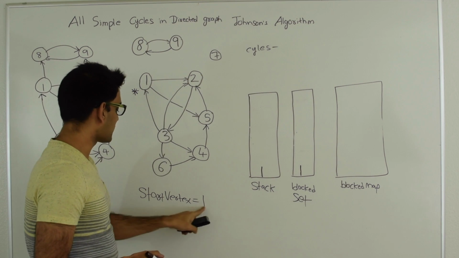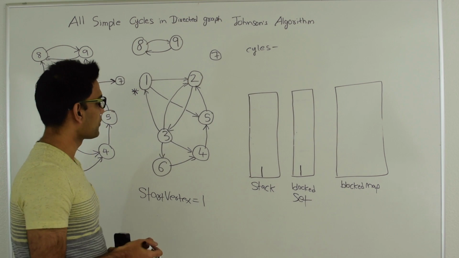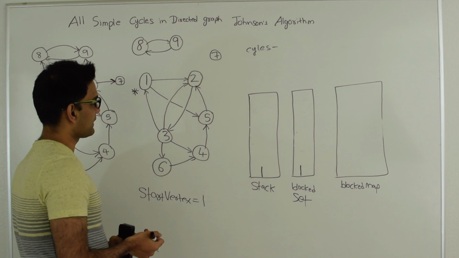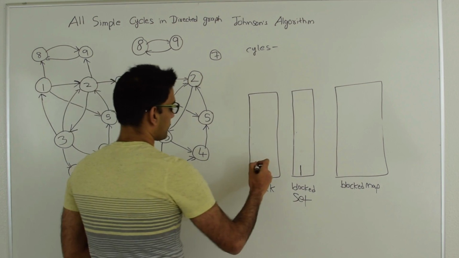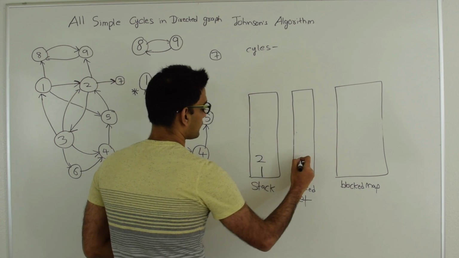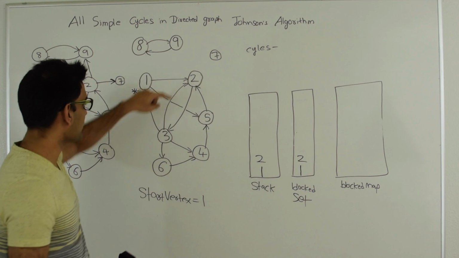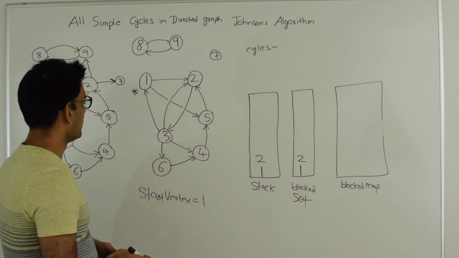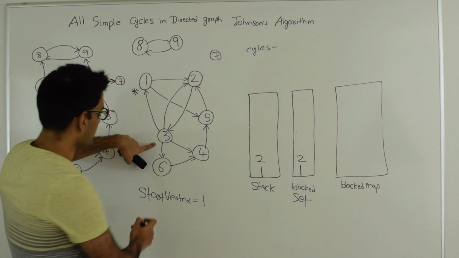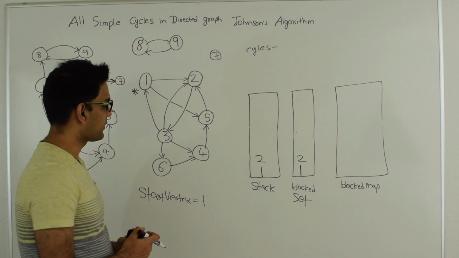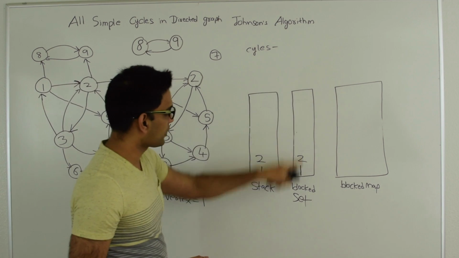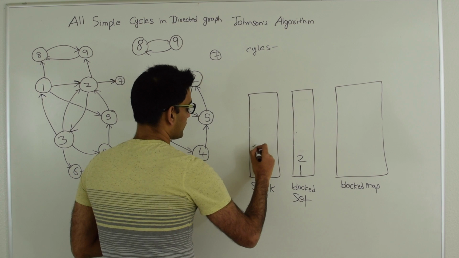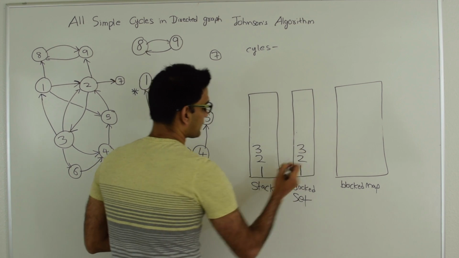2 is not the same as the start vertex, which means that we have not found a cycle. 2 is not part of the blocked set, which means that we can explore 2. So we put 2 into the stack and 2 into the blocked set. Then we're going to explore neighbors of 2. One neighbor of 2 is 3. Again 3 is not the same as the start vertex, which means that we have not yet found a cycle. And 3 is also not part of the blocked set, so we can explore 3. So we put 3 into the stack and 3 into the blocked set.